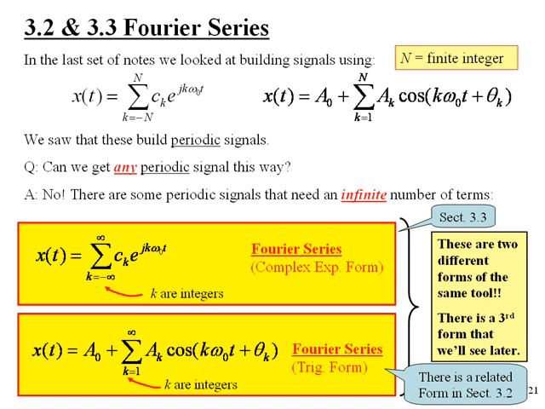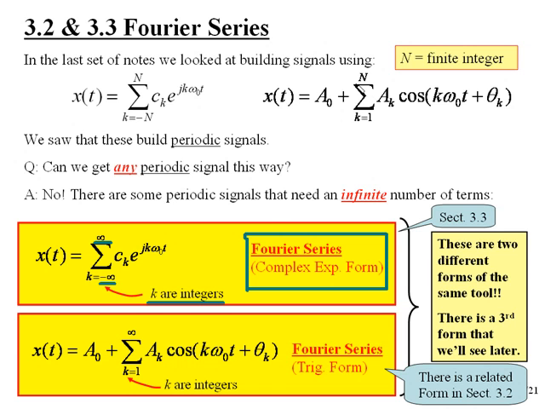So if we take the two forms that we've already explored here and just let n go to infinity, now we're summing from k equal to minus infinity up to k equal to infinity, where k are integers. So we're just summing over all the positive and negative integers. This is a Fourier series in complex exponential form.